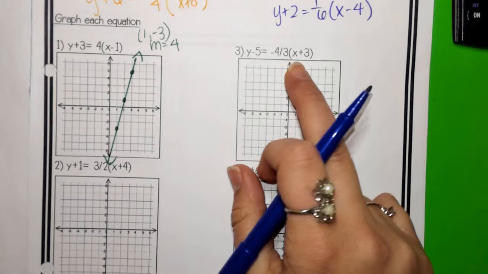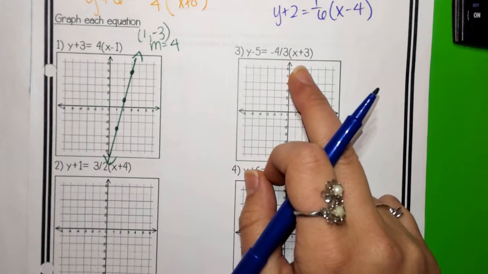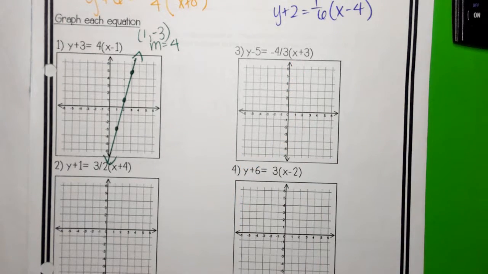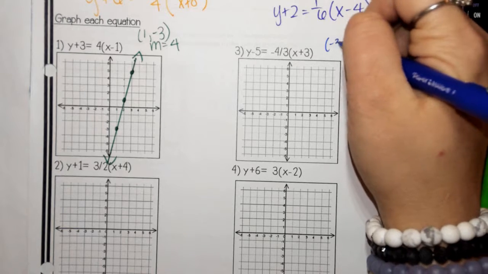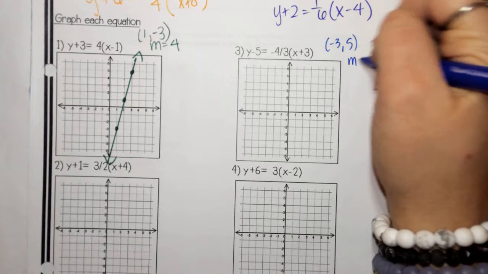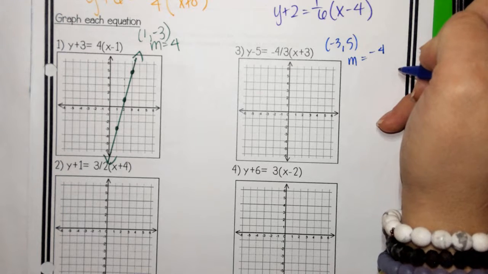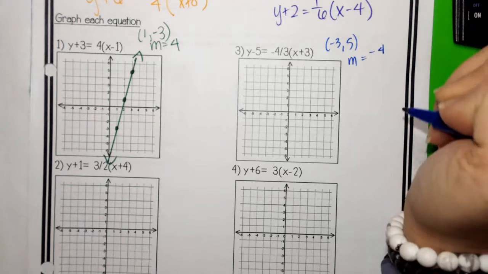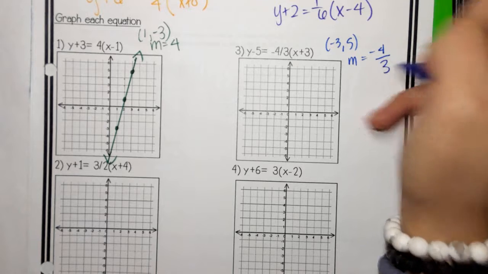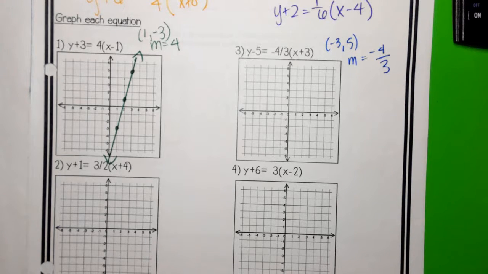Who thinks they can tell me what the point is for number 3? Braden? -3 and +5. And what's the slope? -4. -4 divided by 3. Yes, -4/3. There we go. All right, give your team a point.